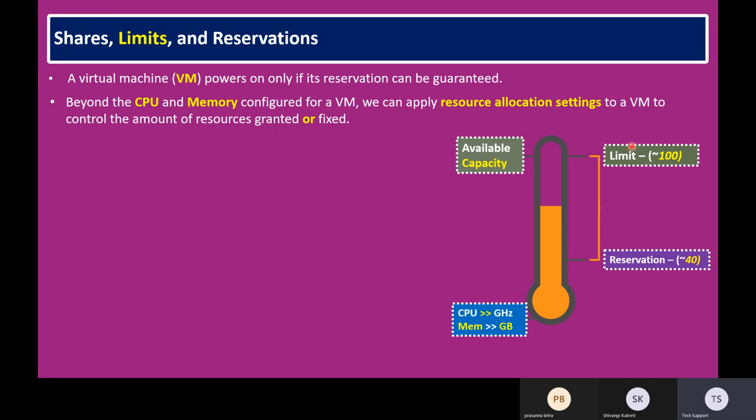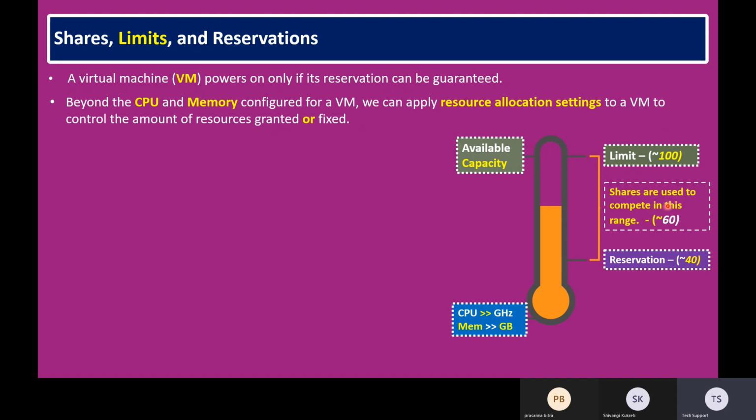Okay, so I repeat, the limit is the total capacity and the reservation is whatever the customer plans to reserve. This value will be the customer's choice. In this diagram, I'm just trying to reserve 40% of resources. Here 100% is the limit, 40% is reserved, and the remaining value is considered shared resources.